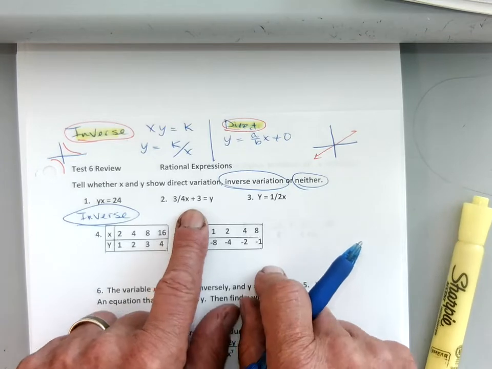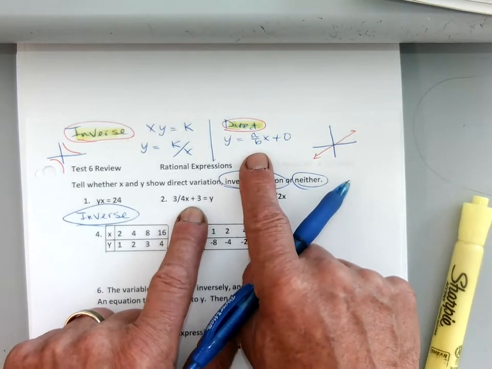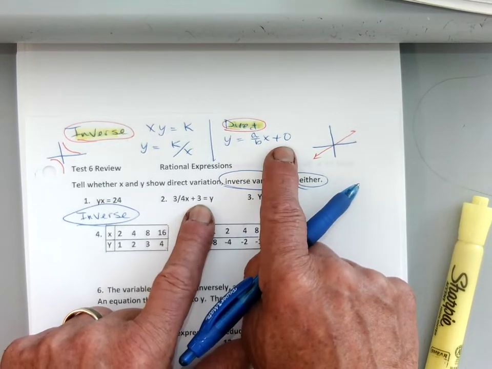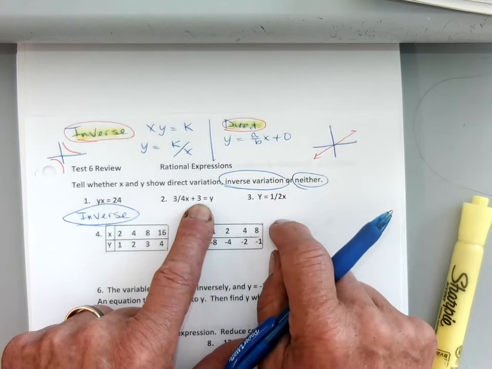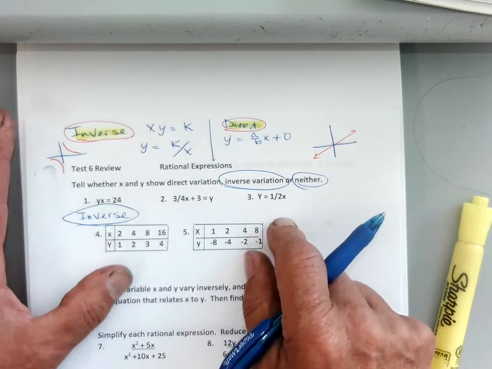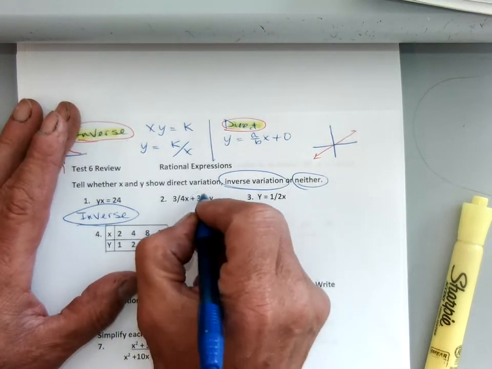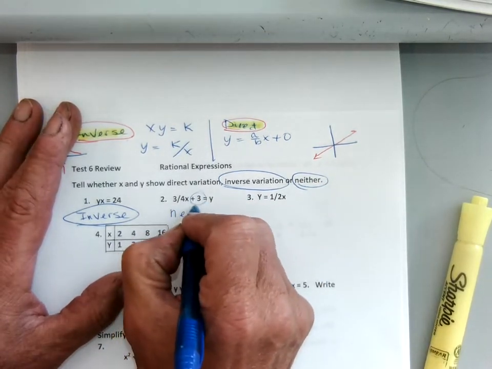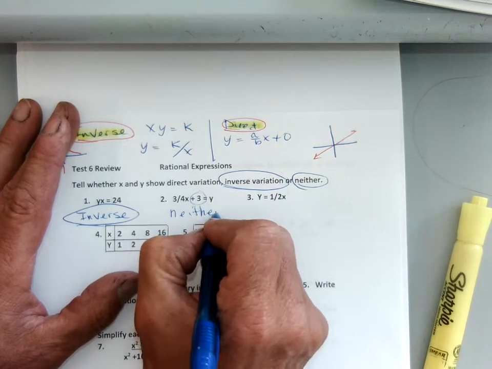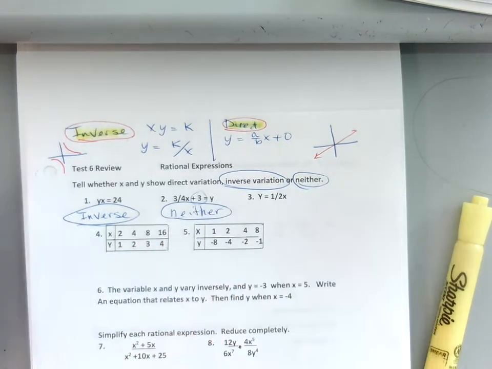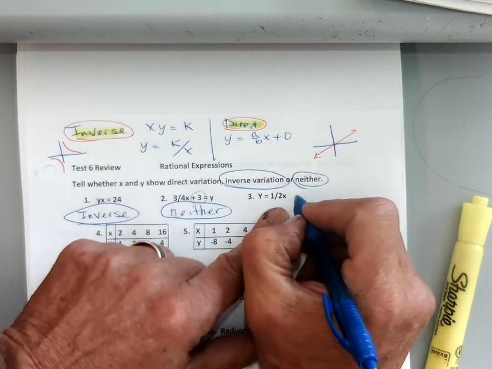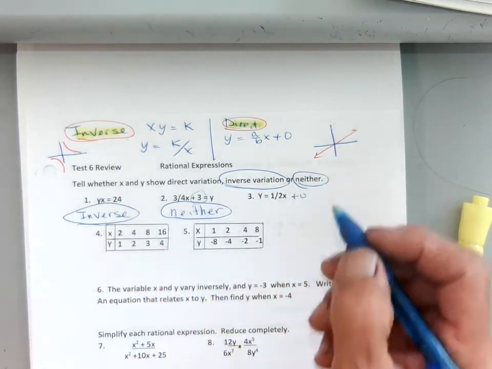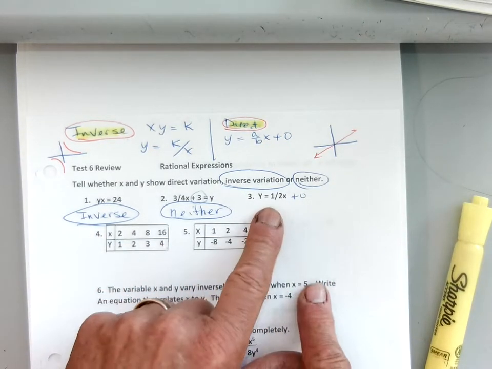Number two looks like a, b, x, but it's plus 3, not plus 0. It has to go through the origin for it to be direct. It's not, so this one's going to be neither. It has to have a 0 here. It doesn't. So to be direct, it's got to go through 0, 0. Like number 3. Number 3 is y equals 1/2 x, and there is an invisible plus 0. And so this one does match up to direct.